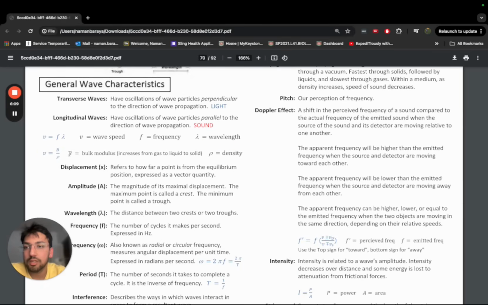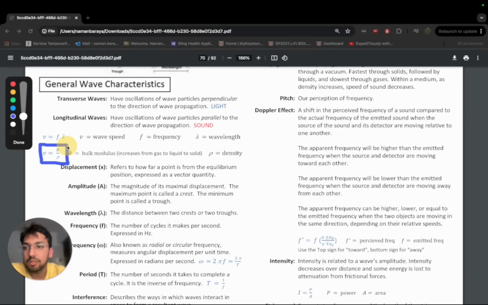Okay, the next thing is this equation over here, and basically you don't need to know, they're not going to ask you for specific values of this equation to plug in, but it's important to understand the meaning behind this. So B is bulk modulus, and what that means is this is basically saying wave speed.